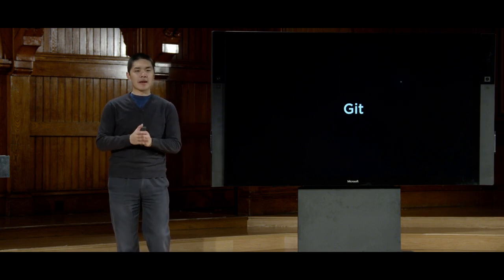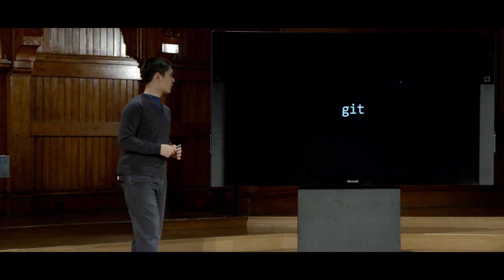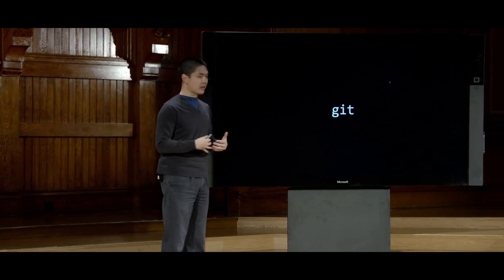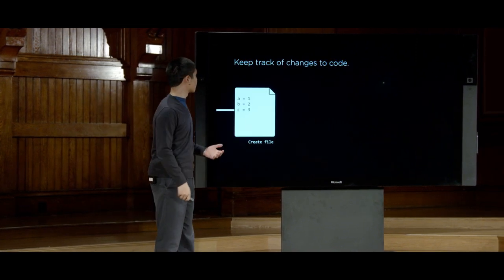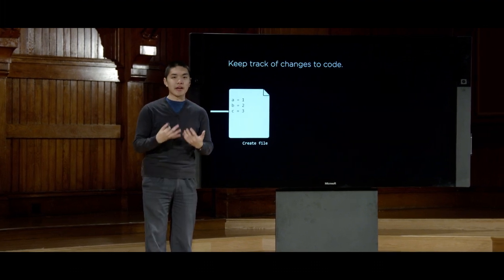So what is Git going to enable us to do? Well, it's going to do a couple of things. First and foremost, Git is a command line tool that's going to allow us to keep track of changes that we make to code.